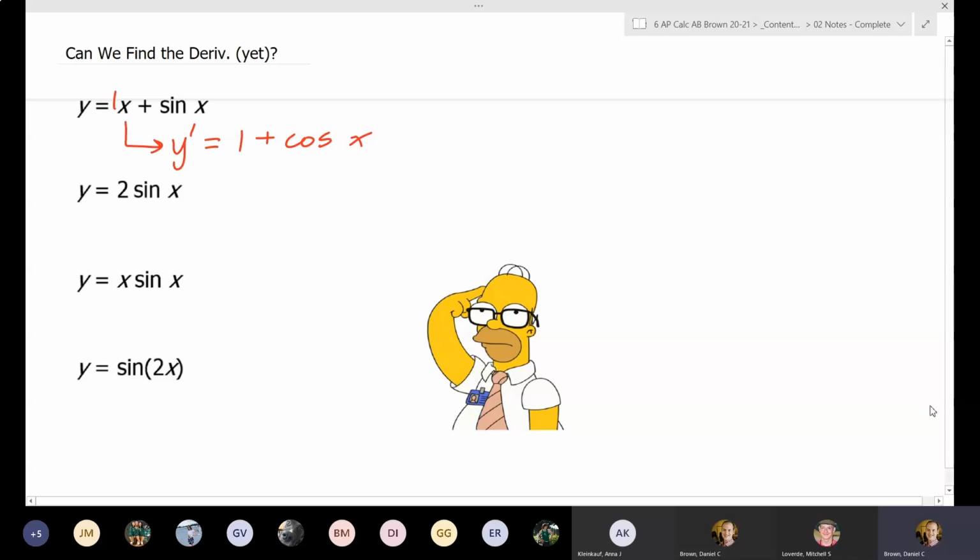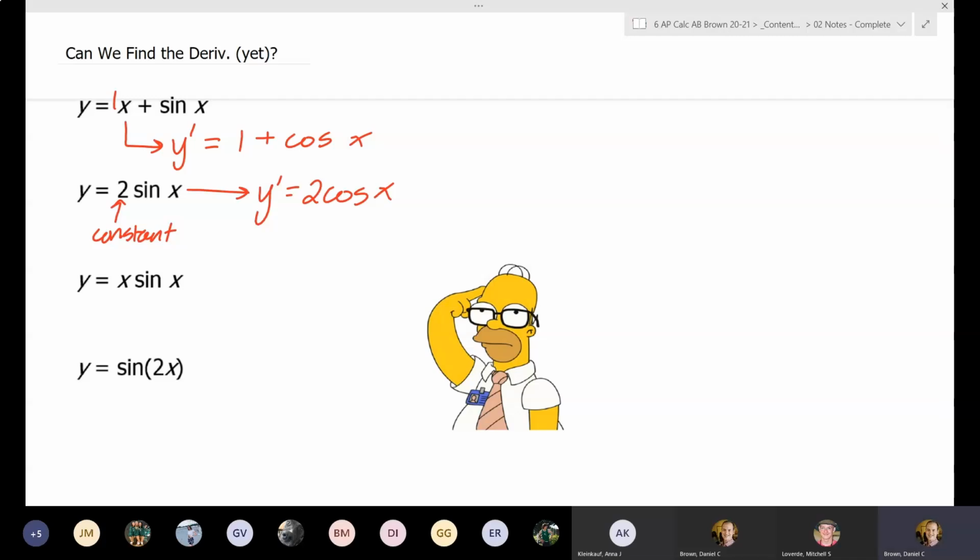The second one, can we find the derivative of this one yet? This 2 right here is just a constant. So we know that we can start finding the derivative of this one. 2 is a constant coefficient, so it comes across. The derivative of sine would be the cosine of x. So those are examples of ones that we can do right now in this class.